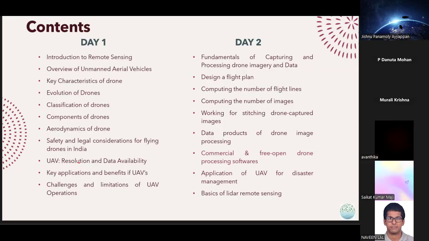We also use drones for recreational purposes such as marriages. Then we use them even for disaster relief purposes. So these were the key applications and benefits of drones. And we ended up yesterday's session by talking about the challenges and limitations of UAV operations.